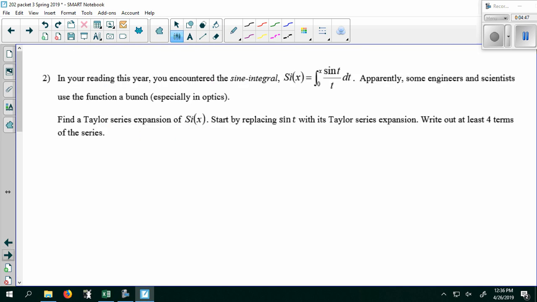Okay, in your reading this year, you encountered something called the sine integral, shorthand Si of x. It's the integral from 0 to x of sine of t over t dt. So some engineers and scientists use this function a lot, particularly in optics. We want to find a Taylor series expansion for Si of x. So we start by replacing sine t with its Taylor series expansion.